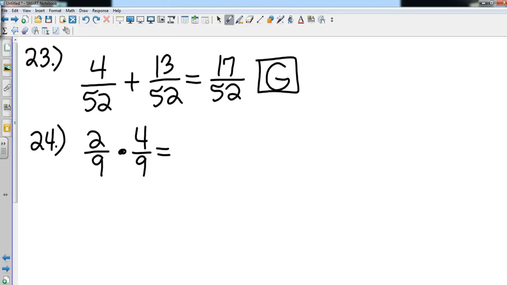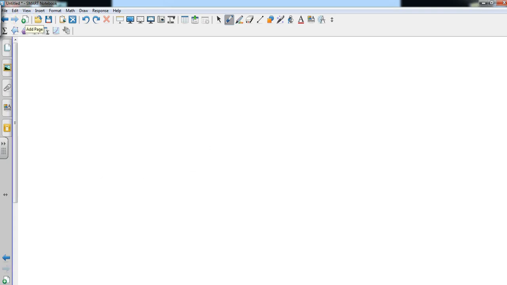Okay, so we multiply straight across, and we get 8 out of 81. We would look to reduce that, but that is not going to be reducible. Reducible, is that a word? It is today, folks. And so that's going to be choice C. All right, so it looks like we're going to get to 25 here, and I'm going to keep you right at about 30 minutes, maybe a little bit under.